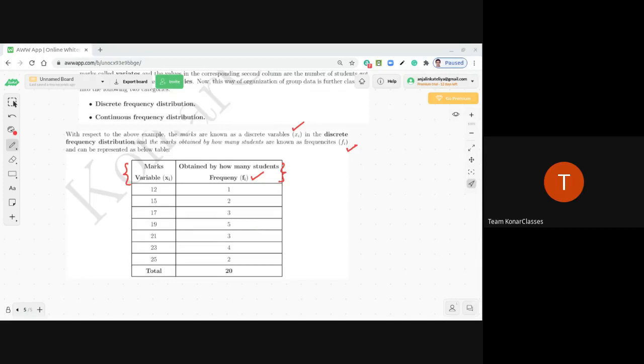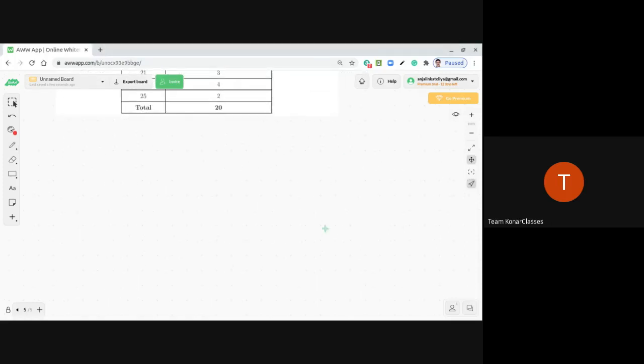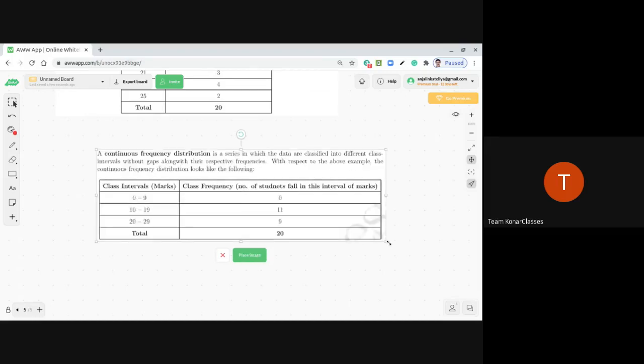But dear students, a continuous frequency distribution is a series in which the data are classified into different class intervals without gaps along with their respective frequencies. With respect to the above example, as we are discussing, the continuous frequency distribution will look like something like this. Okay, so let me show you how a continuous frequency distribution will look like for the same example we are discussing at present. And here is the representation of the continuous frequency distribution.